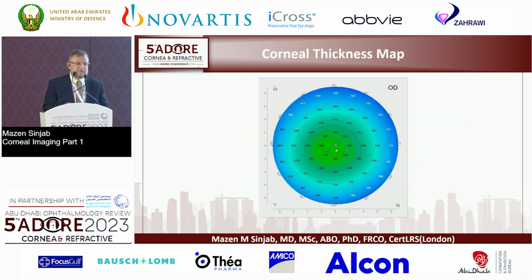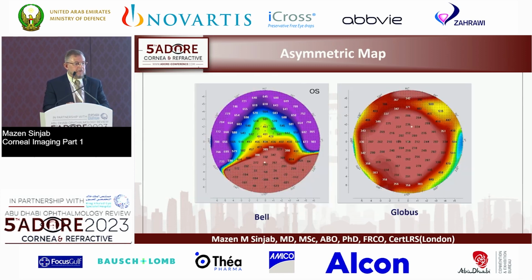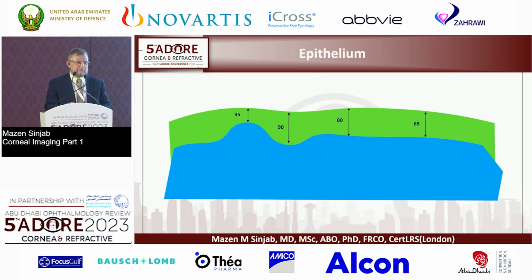Measuring corneal thickness, of course, corneal thickness is a thickness, but we study the patterns. Asymmetric maps, either dome shape, which can be with eye rubbers, too much rubbers, or contact lens users, or maybe it is an early stage of keratoconus, and the droplet, which we usually see in keratoconus, especially it is converting into pellucid marginal degeneration, so early PMD. Bell shape, which is characteristic to PMD, and globus, characteristic to keratoglobus.